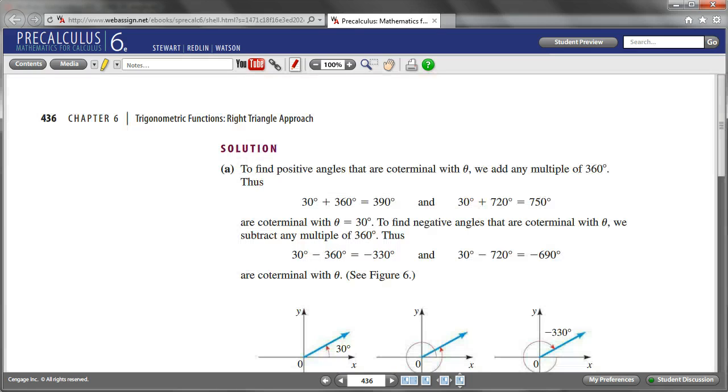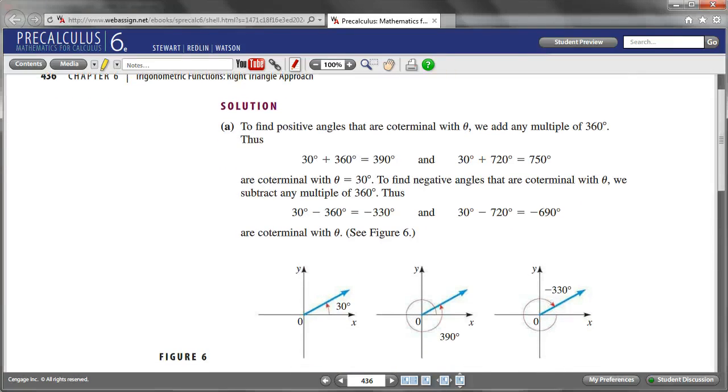Now let's look at the periodic behavior of the angles. Here in figure 6 you can see that 30 degrees, 390 degrees, and negative 330 degrees are essentially the same. You can add or subtract 360 degrees, or as a matter of fact any multiple of 360 degrees. The reason is that adding or subtracting 360 degrees will not change the direction, because you're coming right back to your original place. So we have the periodic behavior like this.